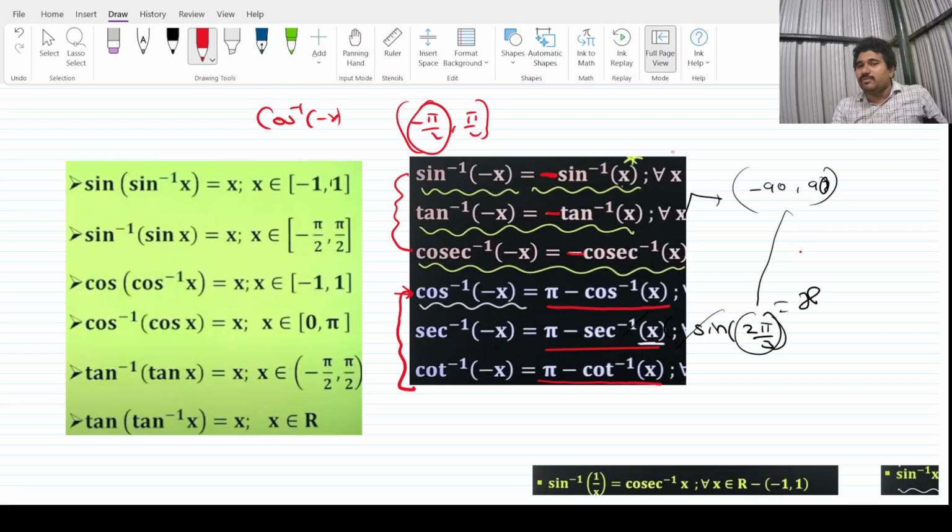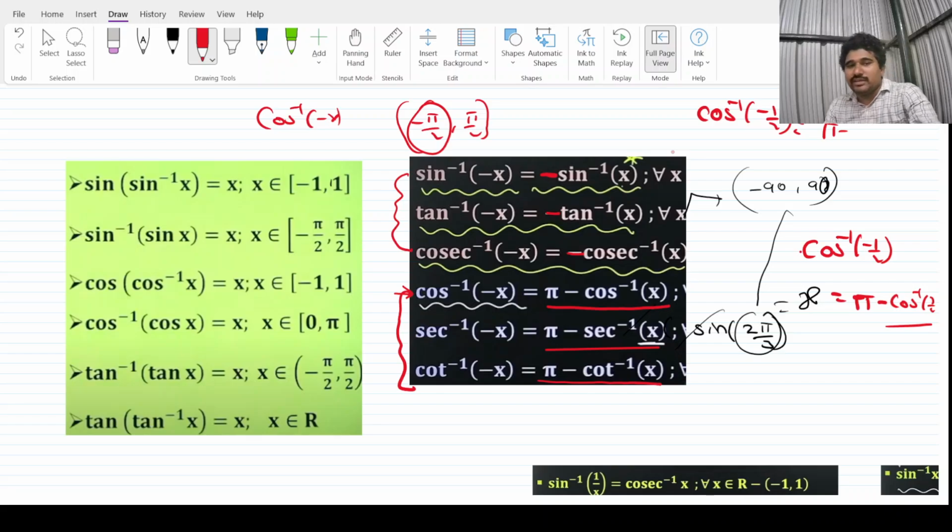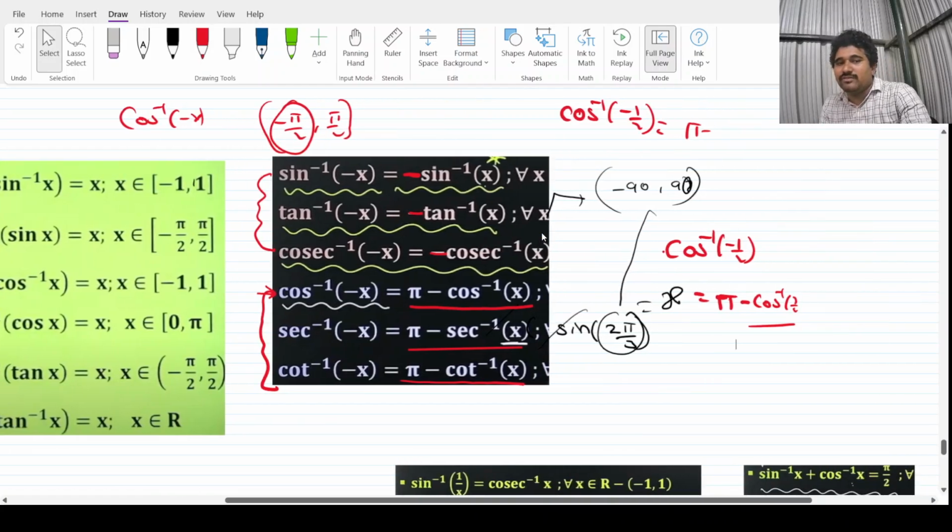We already did one problem, if you remember. Cos inverse minus 1 by 2, you have written it as pi minus some answer. So whenever you have cos inverse minus 1 by 2, you write directly pi minus cos inverse 1 by 2 and solve. Okay, this is the property. Is that clear for everybody? Yes or no?